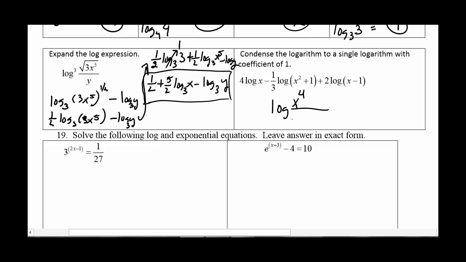And the 1/3 actually means cube root of x squared plus 1. And then that 2 I can bring up, and it's back to plus, so now we're up in the numerator again. So x minus 1 squared. And there's our lovely, lovely complicated looking answer.